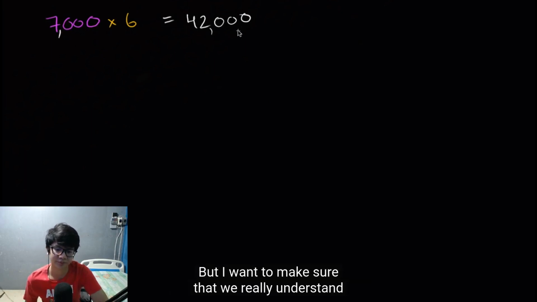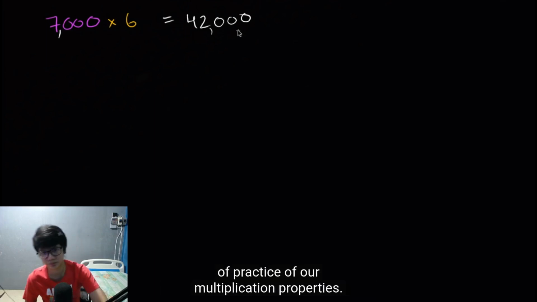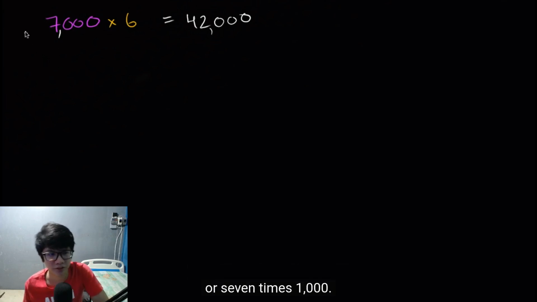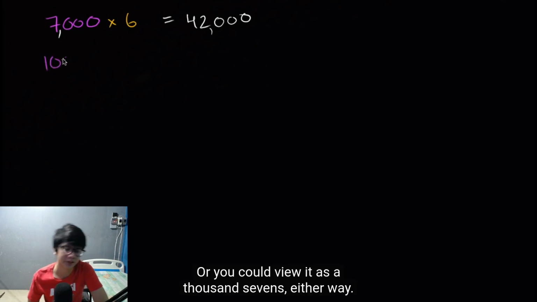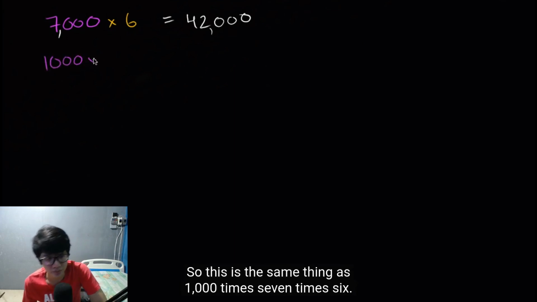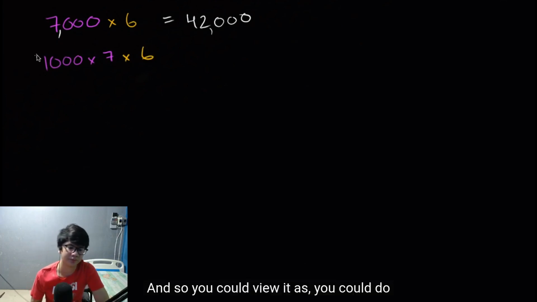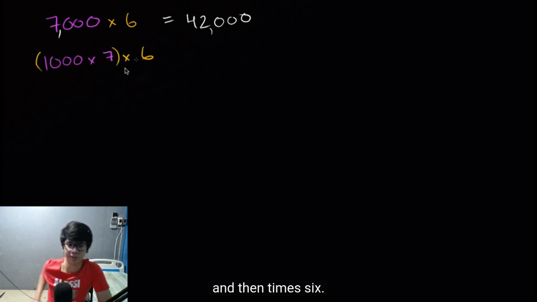But I want to make sure that we really understand what is going on here. This will also help us with a little bit of practice of our multiplication properties. So 7,000 is the same thing as 1,000 times 7, or 7 times 1,000. It's 7,000. Or you can view it as 1,000 sevens, either way. So this is the same thing as 1,000 times 7 times 6. You could do the 1,000 times 7 first, which would be 7,000, and then times 6.